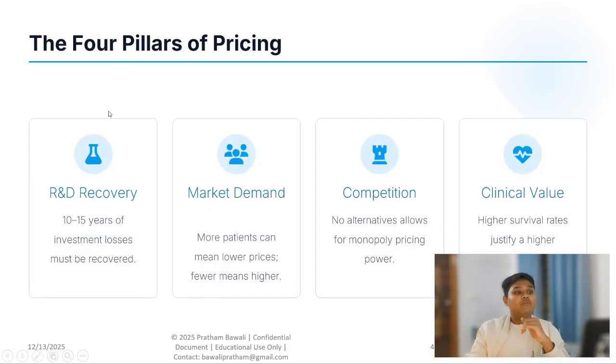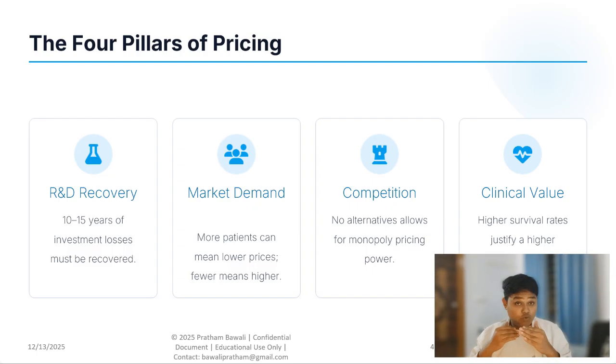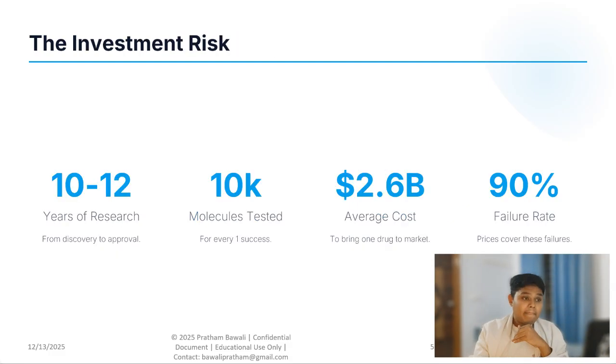So the four pillars of pricing are, first, R&D recovery: 10 to 15 years of investment and losses must be recovered. The second thing, market demand. More patients can mean lower prices. Fewer patients means higher prices. Competition: with no alternatives, there is allowance for monopoly pricing power. Clinical value: higher survival rates justify a higher willingness to pay. That is the main thing.